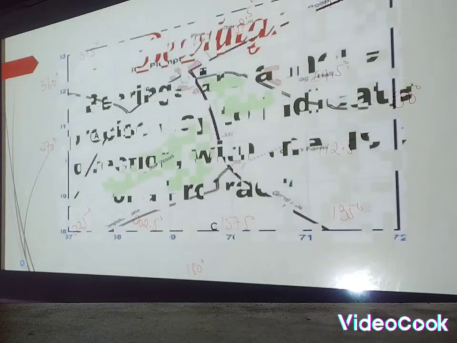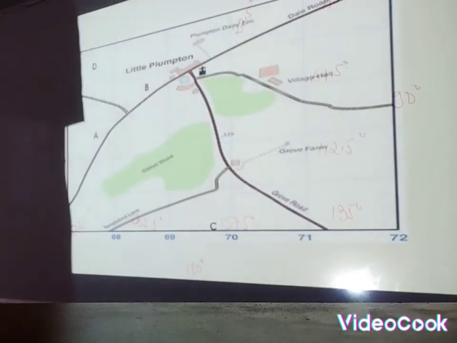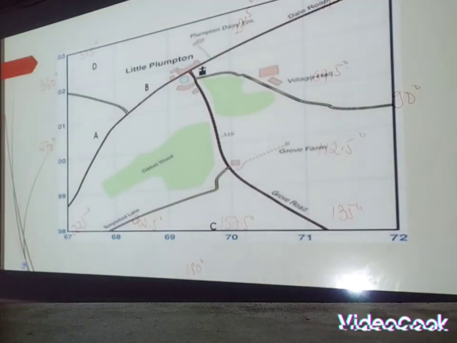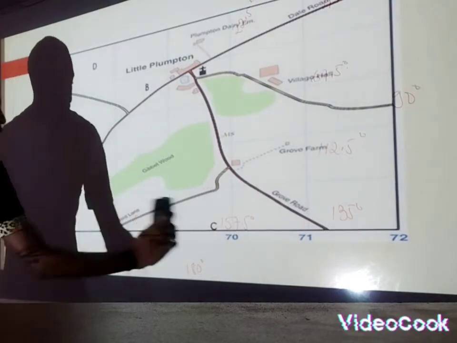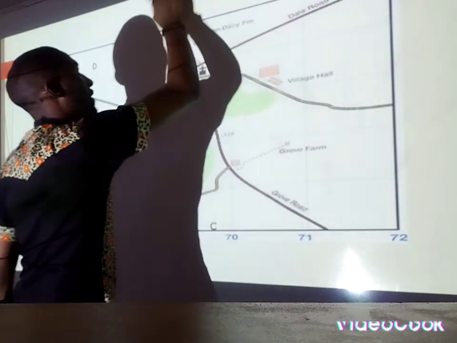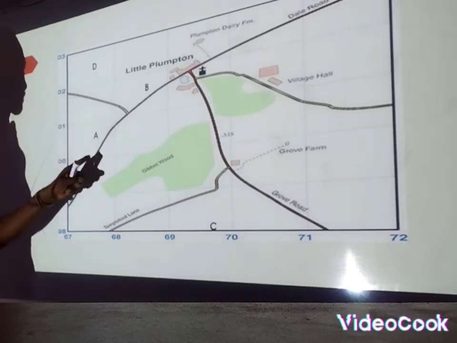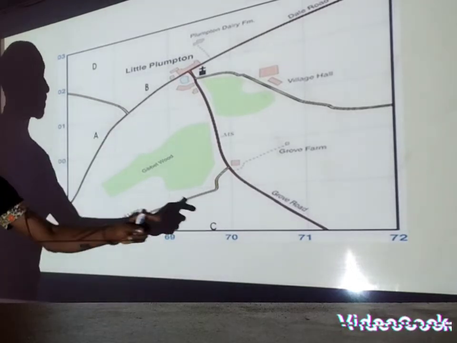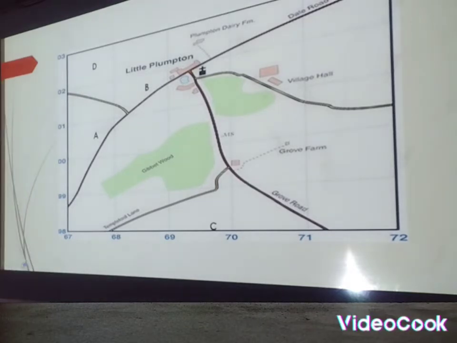Okay, let's consider that we have a map as this, which we have over on the board. Little Plumpton, the map of Little Plumpton, and we are asked to come out with the cardinal direction and bearing of particular places found on the map. Consider that we have point B, point C, and we have point D on the map there. And we are supposed to come out with the cardinal direction.